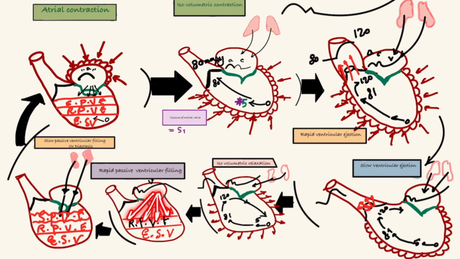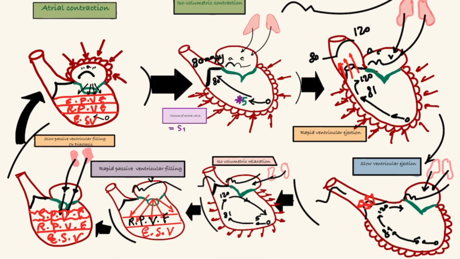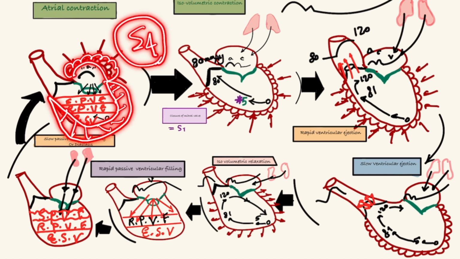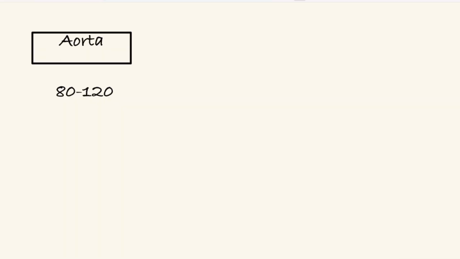S3, sometimes heard during rapid ventricular filling in young individuals or during exercise, can be pathological. In hypertrophic conditions, atrial contraction against a hypertrophied ventricle may produce S4, a typically pathological sound. While this description focuses on the left heart, the same phases occur in the right heart, though with lower pressures.